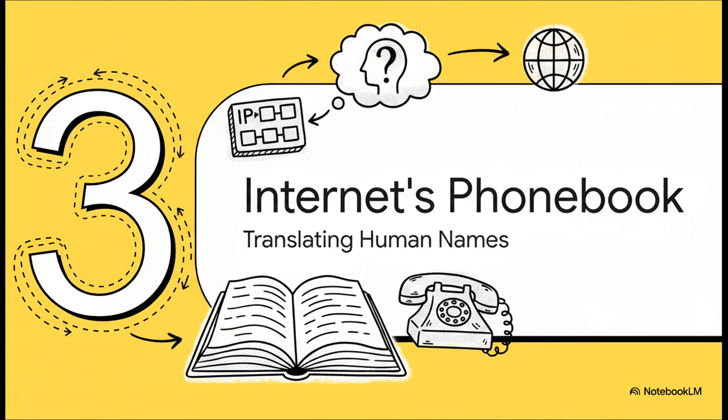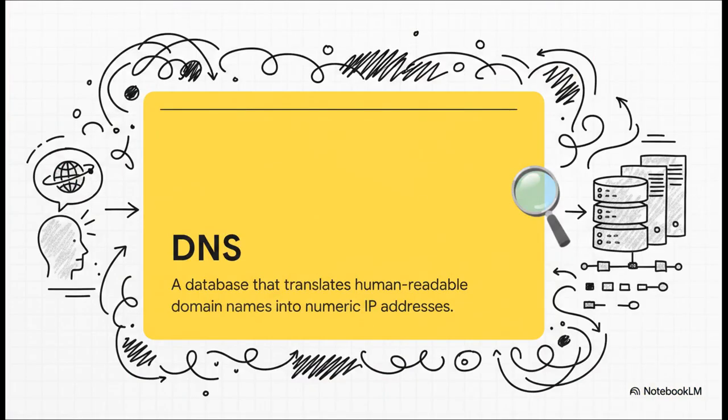Moving right along to Section 3, DNS, the Internet's phone book, and how we translate human names. So how do we humans actually navigate this purely numeric world of IP addresses? I mean, human brains are pretty terrible at remembering random strings of numbers like 93.184.216.34, right? We need a translator. DNS acts as the Internet's invisible phone book. It's this massive, hierarchical, distributed database that takes a human-readable domain name, like example.com, and instantly maps it to the numeric IP address the network actually needs to route your packets.